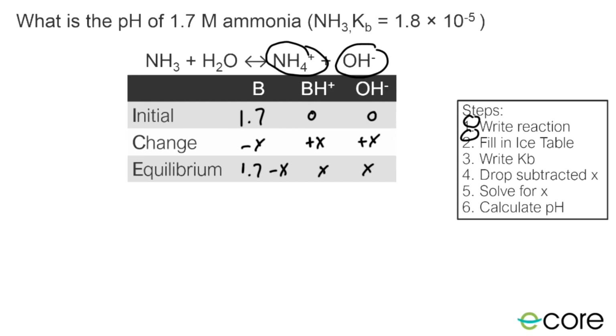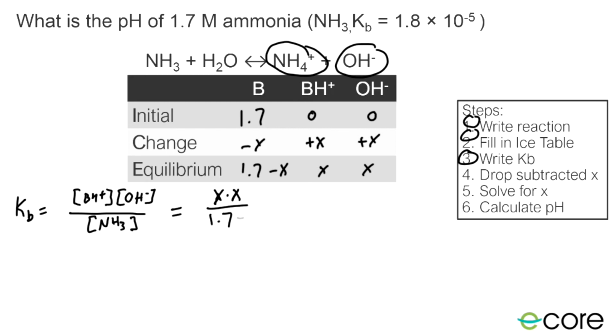Now that I've filled in the ice table, step 3 is to write my Kb. So Kb is equal to products, which is BH plus times OH minus, over reactants. Again, I drop the water because it's liquid from my equilibrium expression. All right, and then I plug in my equilibrium expression. So I get x and x up top and 1.7 minus x on the bottom, and that's all equal to the Kb of 1.8 times 10 to the minus 5.